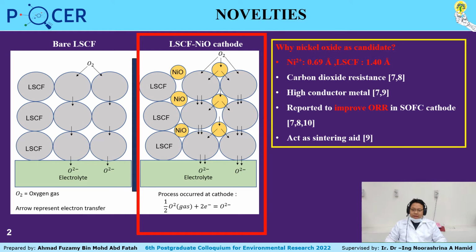Thus, why nickel oxide as the candidate? As reported in several articles, I believe the addition of nickel oxide is capable of improving the oxygen reduction reaction rate due to its high conductivity, good carbon dioxide resistance, and capability to act as a sintering aid.